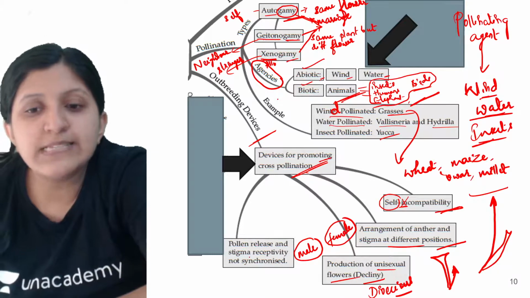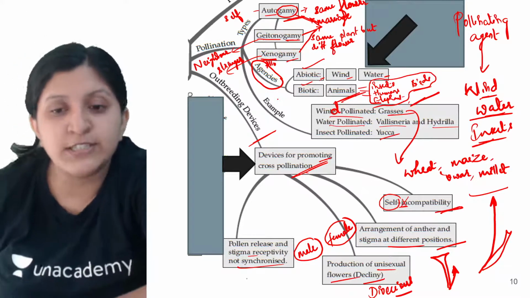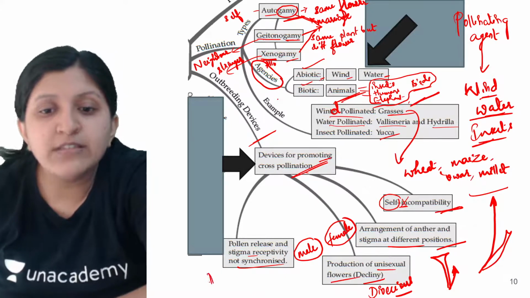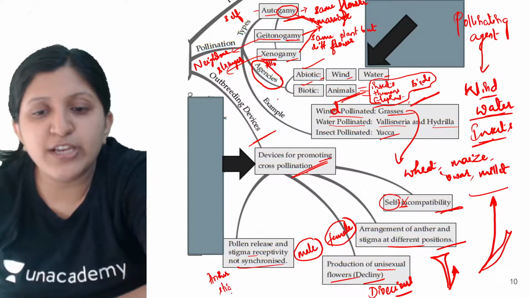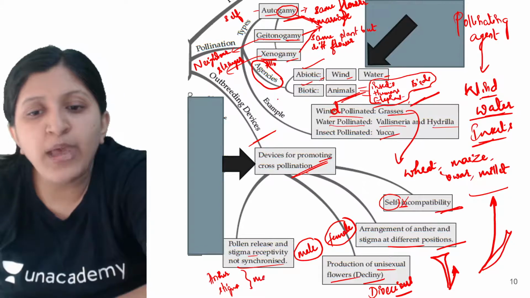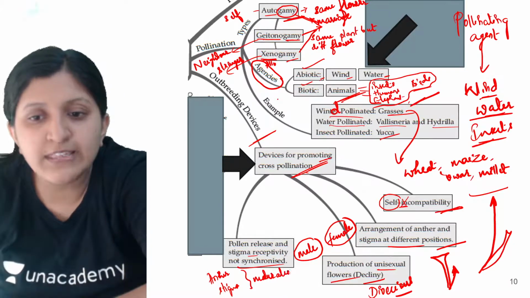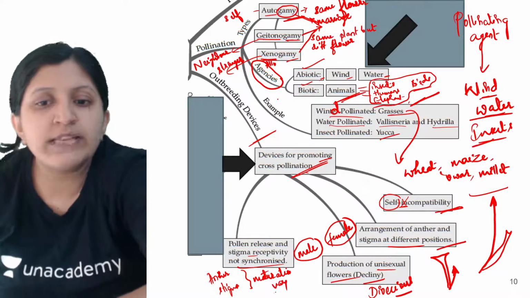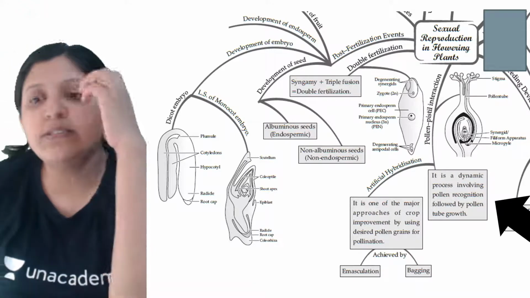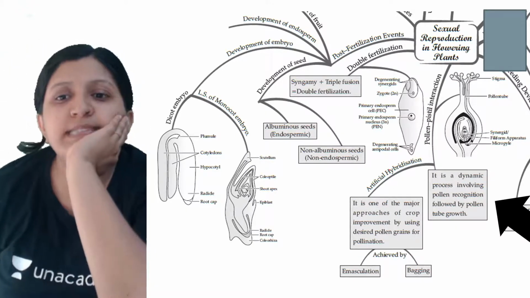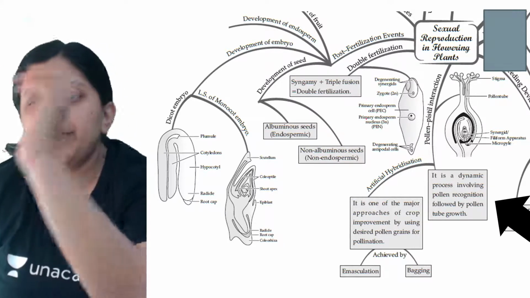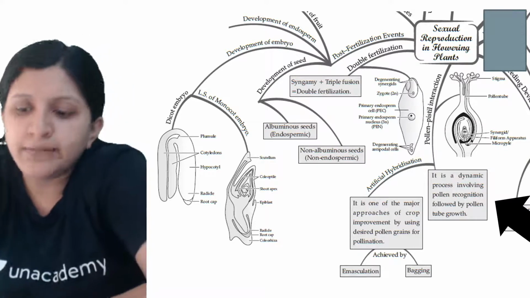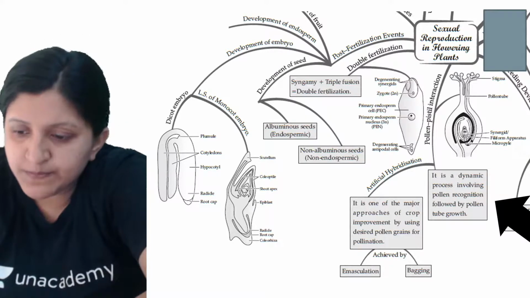Then pollen release and stigma receptivity are not synchronized, which means the anther matures first. So the anther and the stigma maturation is going to vary. Because of the difference in their maturation timing, there are changes. Okay, moving on to the next one. So what exactly is double fertilization? In my session itself, I will explain that.